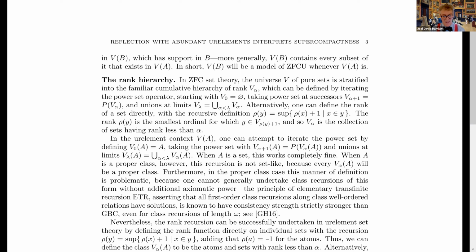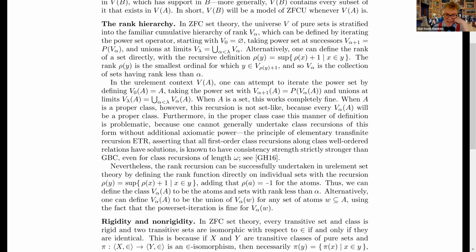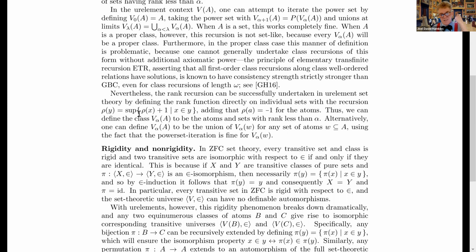But nevertheless, you can still define rank if you define it by recursion on sets individually. The rank of a set is the supremum of the ranks plus one of its members, and that is a set-like well-founded recursion. That defines the rank of any set, even when there are urelements. And then we can define the class V alpha of A as the sets whose rank is less than alpha. But in general, that won't be a set if A is a proper class.